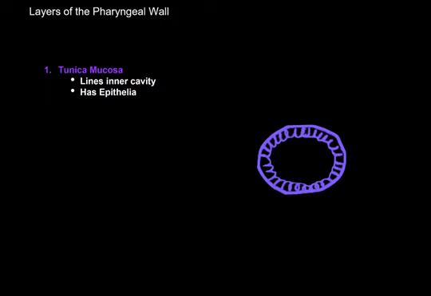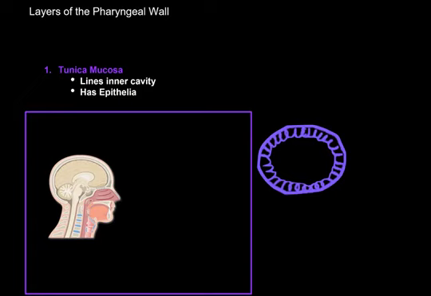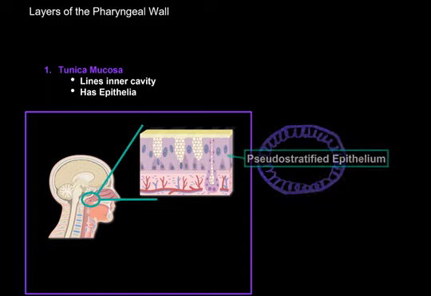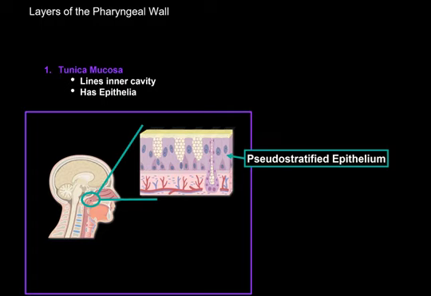The first one is a tunica mucosa, which lines the inner layer of the pharyngeal cavity. The mucosal layer is lined by epithelial tissue, and different regions are lined by different types of epithelium. So if you take a small section of the nasopharynx, you will see that it's lined by respiratory epithelium that consists of pseudostratified epithelium with cilia as well as goblet cells between them.